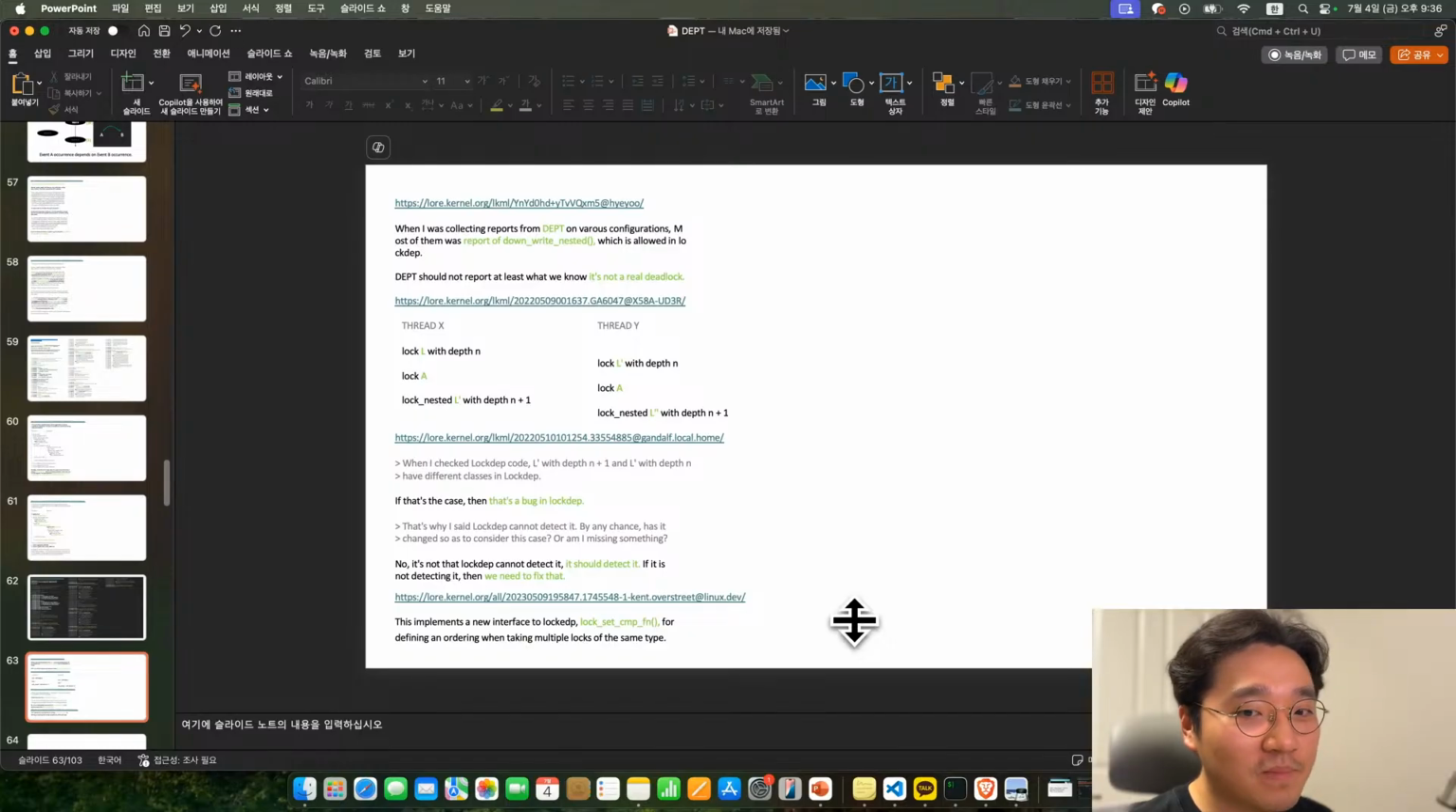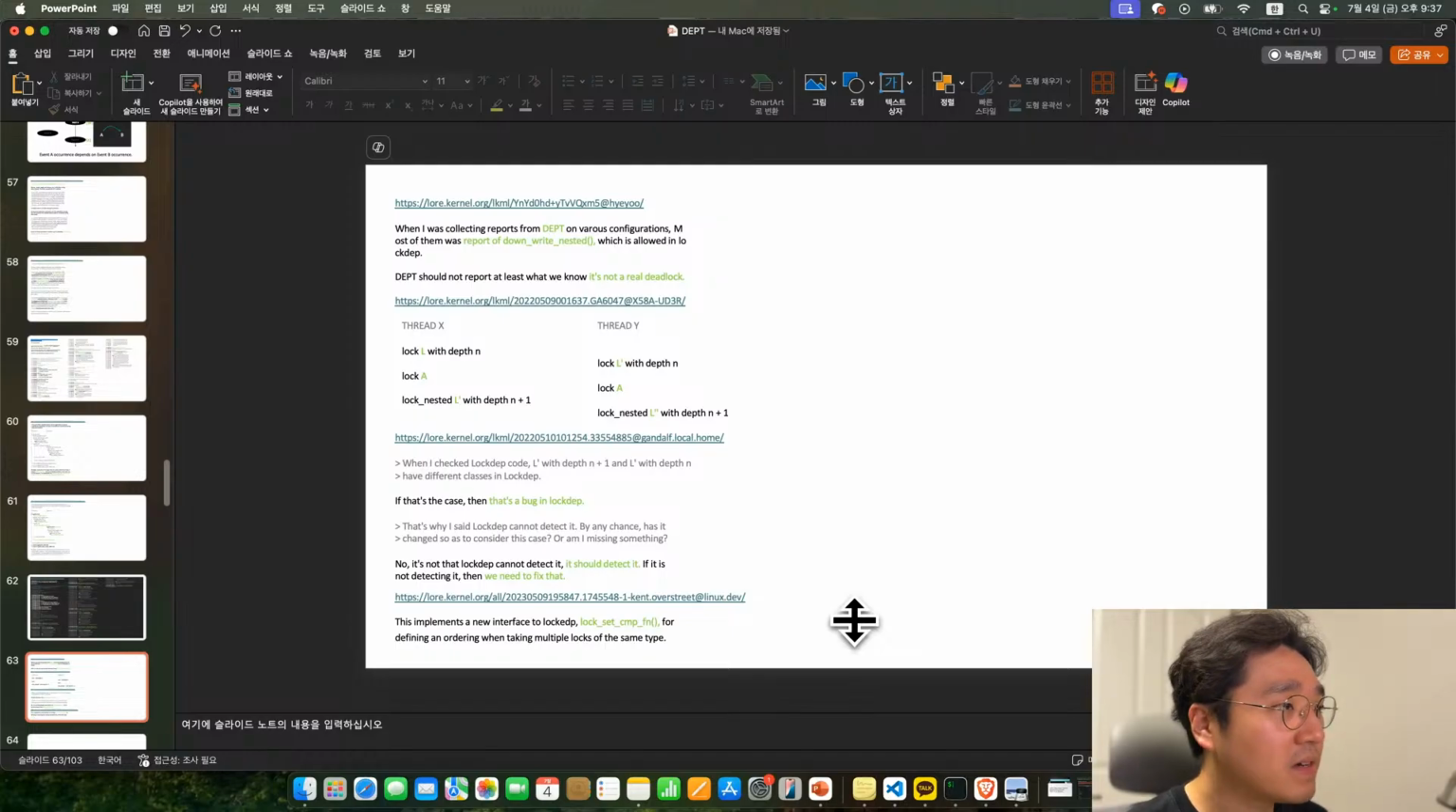But DEPT has a concept that redefines the deadlock condition. So DEPT will also find a deadlock situation if there are waiters from the context, making dependencies from that context on each other, right?